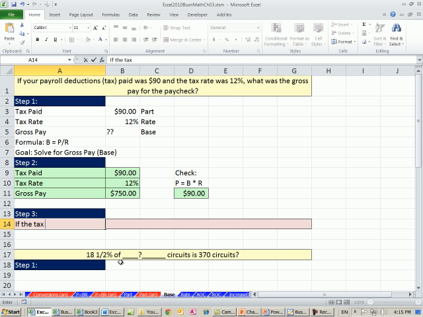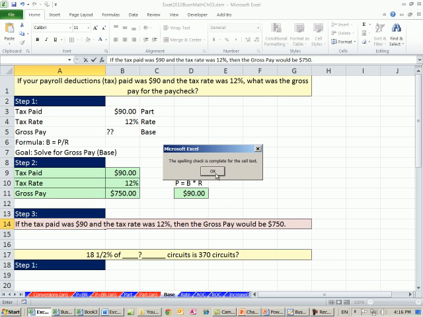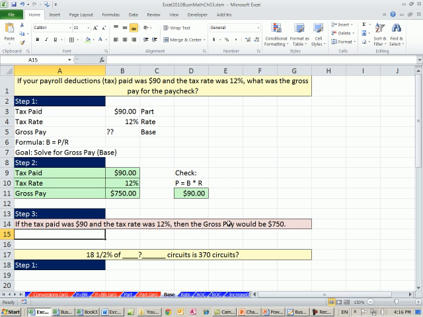If the tax paid was 90 bucks and the tax rate was 12%, then the gross pay would be 750. Probably misspelled a lot of things. F7. Okay, so it looks like I didn't misspell it. All right, so there's another example.